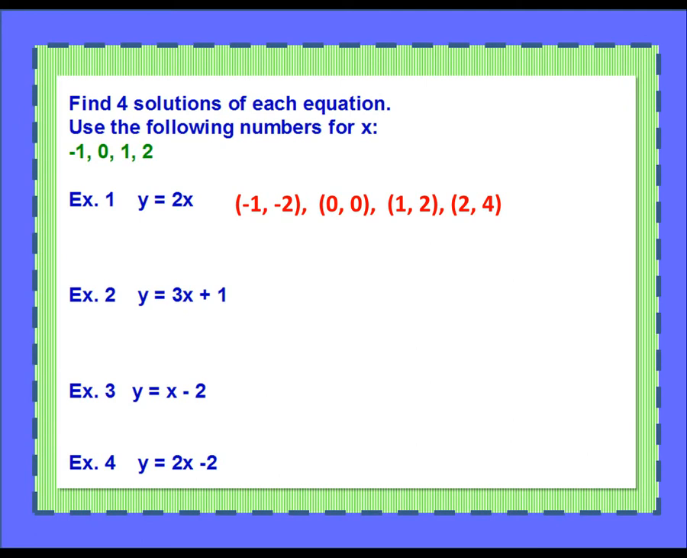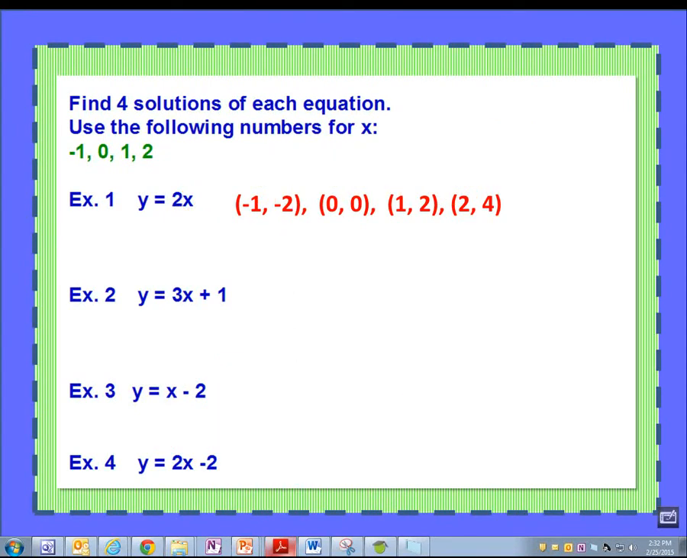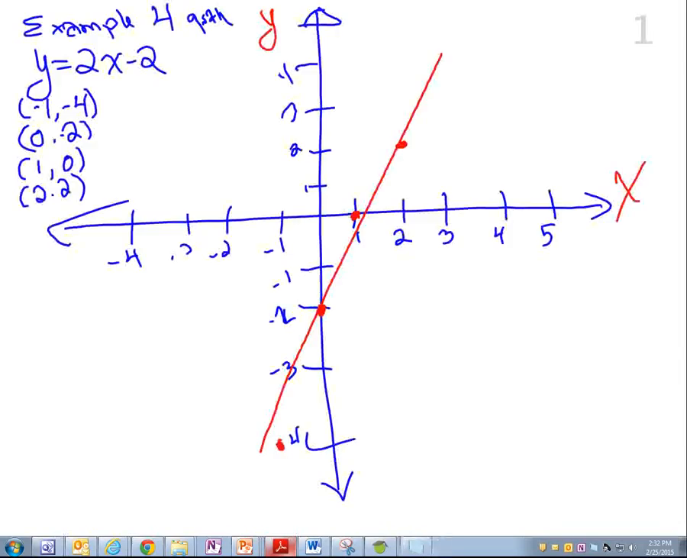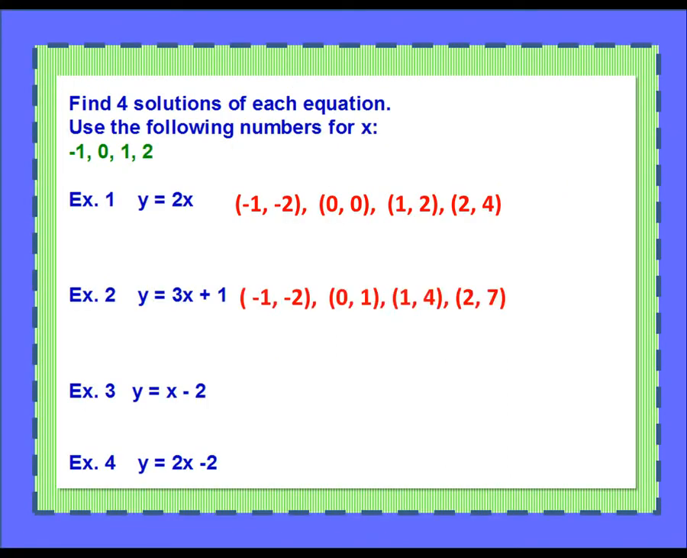Did I mess up? Yes. Oh, I was doing... okay. Yeah, it's just 2x. Darn. Speaking of not knowing what he's doing. Oh. Yeah, it should be -2. My fault. Then we have -1, -2, 0, 1, 1, 4, and 2, 7. If you don't have those, do those now.